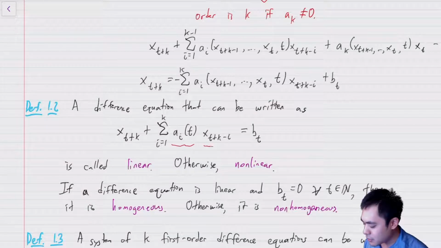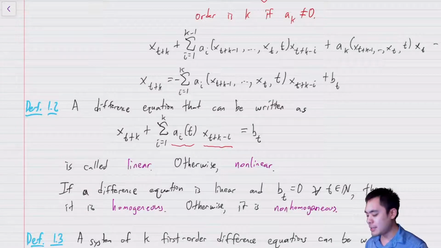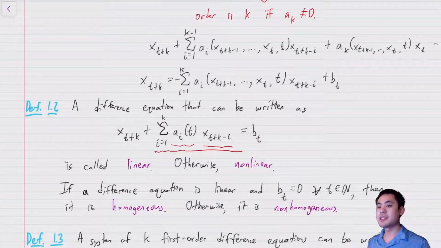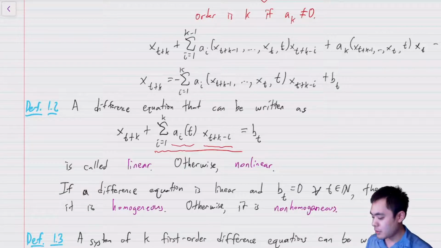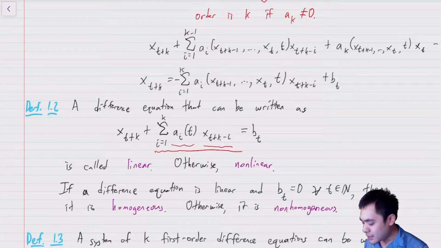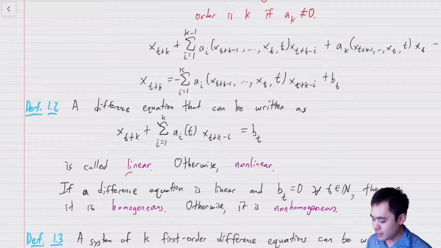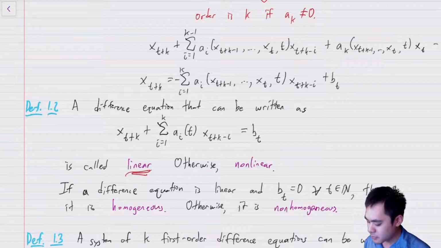So the state variables only come into play in this linear summation form. They only come into play once as a part of the summation and are multiplied linearly with a particular coefficient. And when that's the case, it turns out we actually have a lot of good methods for solving the difference equations. And so we call that linear. And otherwise we call it nonlinear.